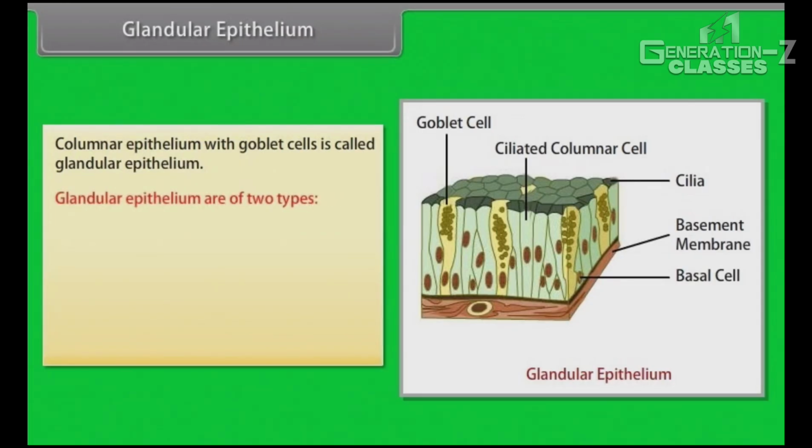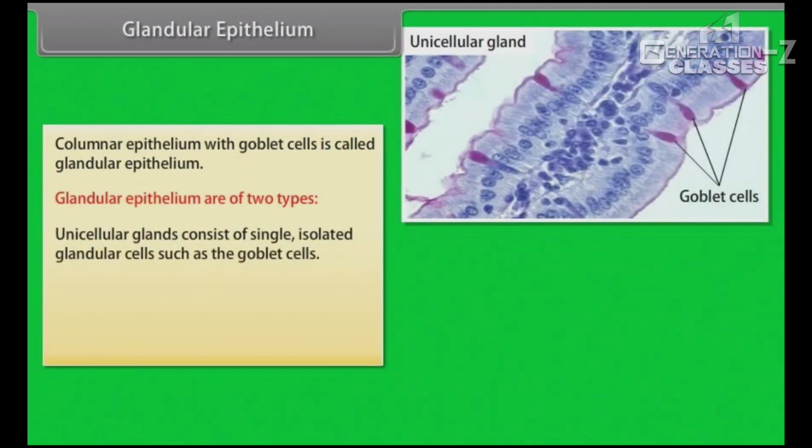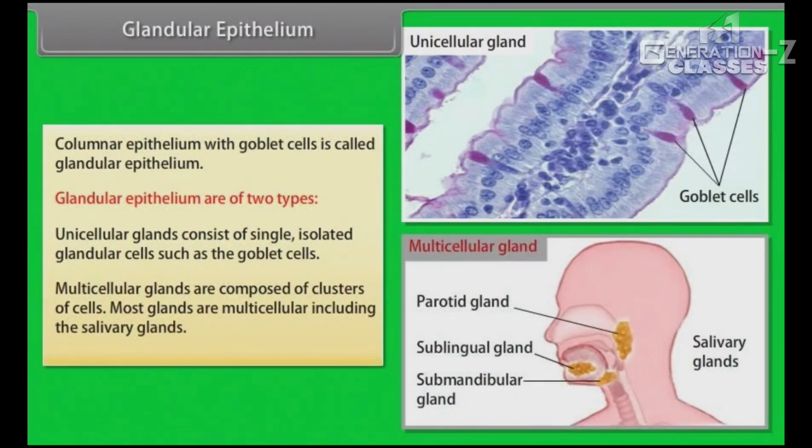Glandular epithelium are of 2 types. Unicellular glands consist of single isolated glandular cells such as goblet cells. Multicellular glands are composed of clusters of cells. Most glands are multicellular, including the salivary glands.